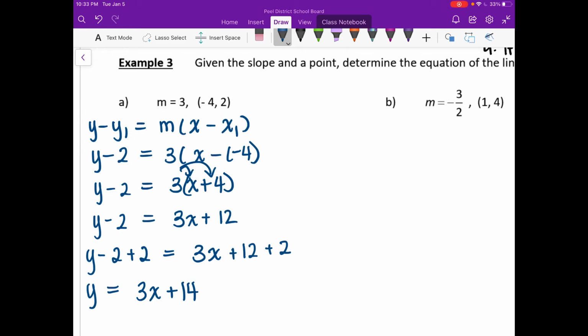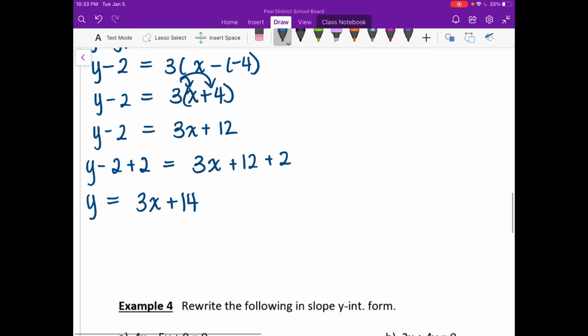Another way that you could have done this is you actually could have done y equals mx plus b, plugged in the m for the m part of y equals mx plus b, and then plugged in the negative 4 and 2 as the y and x coordinates, and then you could just isolate for b. Either way, you can do that however way you want, right? You just need to get into y equals mx plus b form eventually. Okay, with that being said, now we're left here.